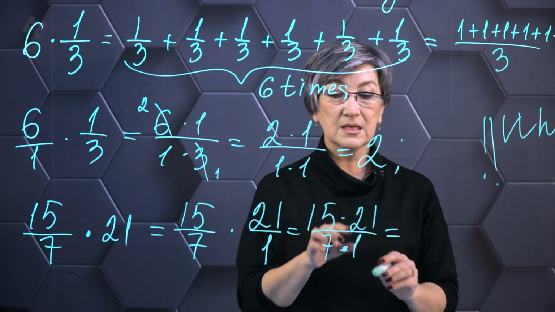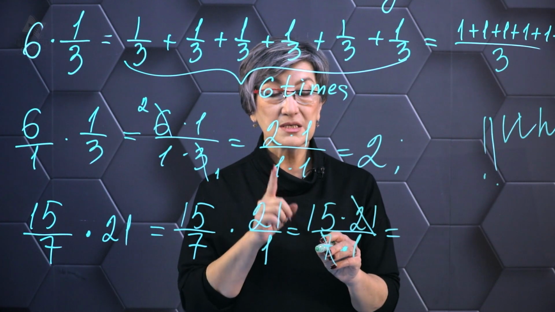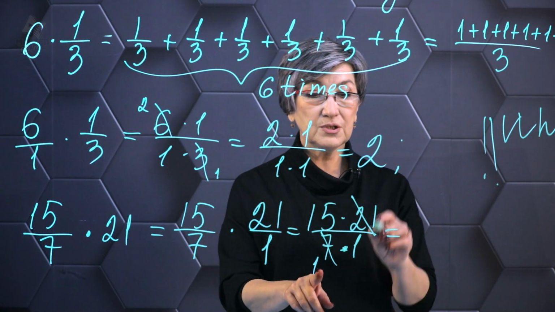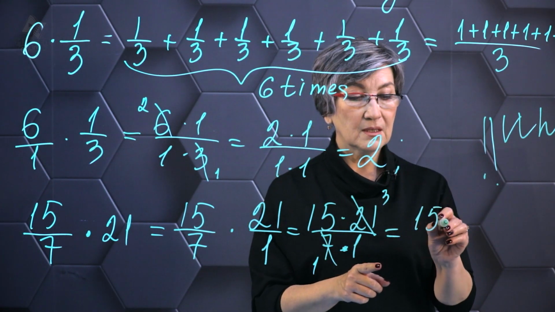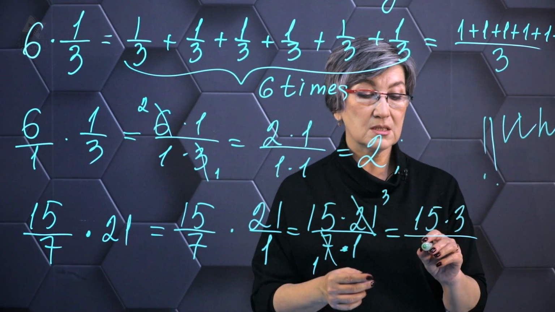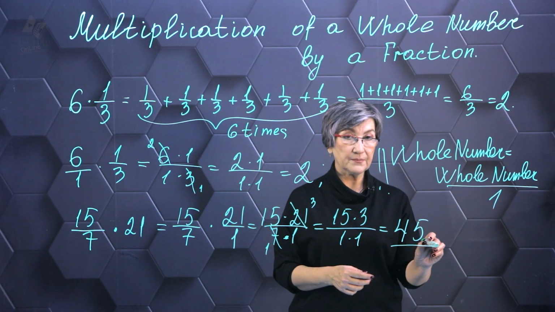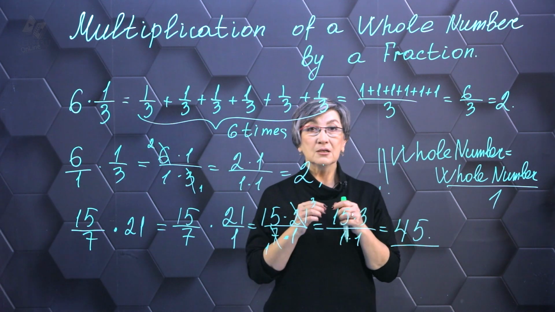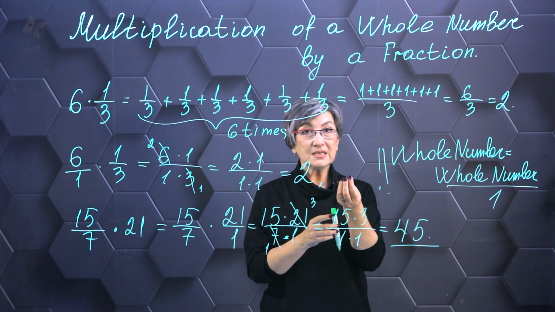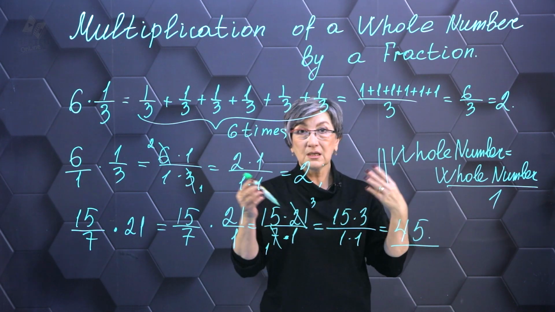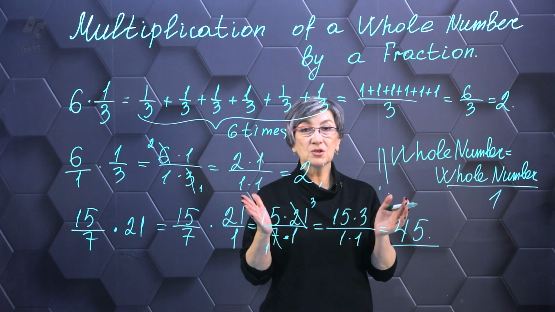Reduce as much as possible. I see that I have 7 and 21, reduced by 7. 7 divided by 7 is 1, and 21 divided by 7 is 3. And then I am left with 15 multiplied by 3, divided by 1 times 1. 15 times 3 is 45. So to multiply fractional numbers by a whole number, you just need to put the denominator 1 under the whole number, and then you can multiply as with just fractional numbers.